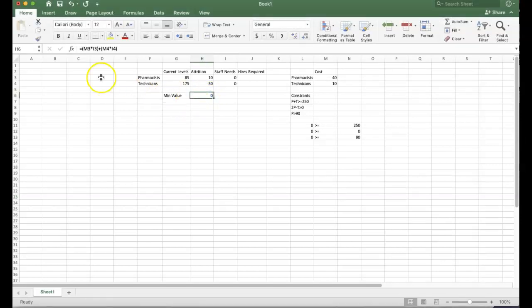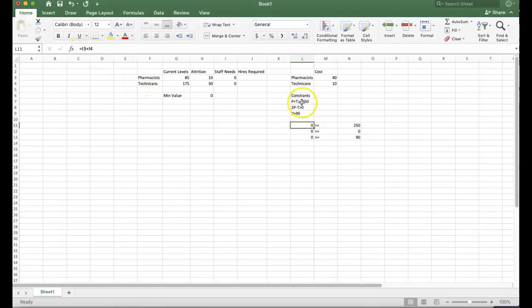I put my minimum value in here with my equation. Our minimum value is equal to 40 times P plus 10 times T. Over here on our cost, P is for pharmacist and T is for technician, and the 40 is their hourly rate for pharmacist and $10 hourly rate for technician. We had 85 current. We're going to lose 10, and we're trying to find the minimum amount of staff that we need. Here are my constraints.